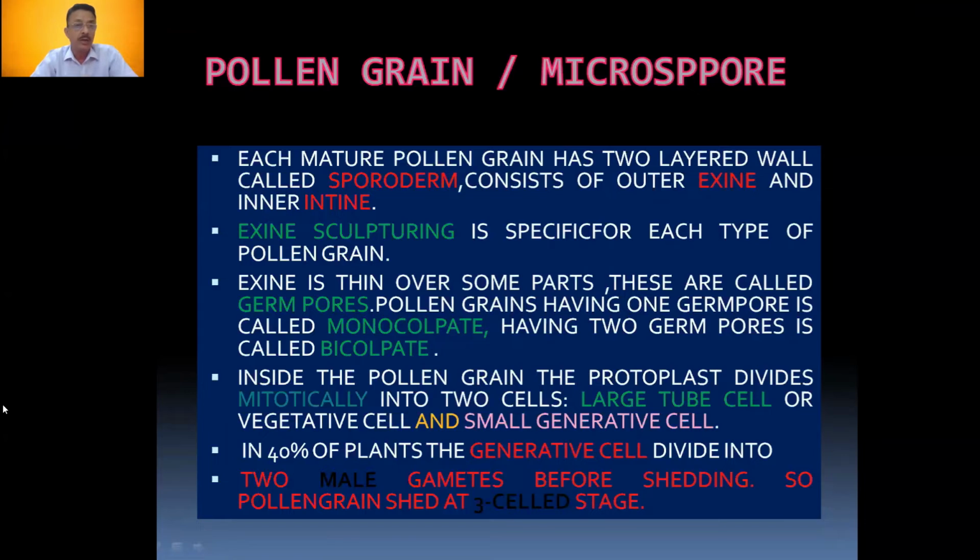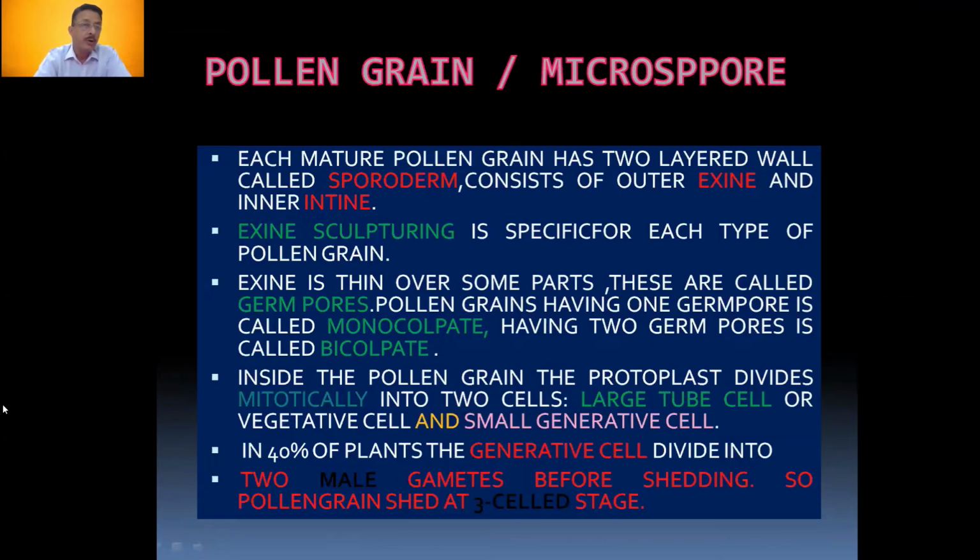एक pollen grain की बात कर रहे हैं हम. Inside the pollen grain, the protoplasm divides mitotically into 2 cells. The larger one is called the tube cell or vegetative cell. Tube cell को हम vegetative cell भी बोलते हैं. And the smaller one is called generative cell.